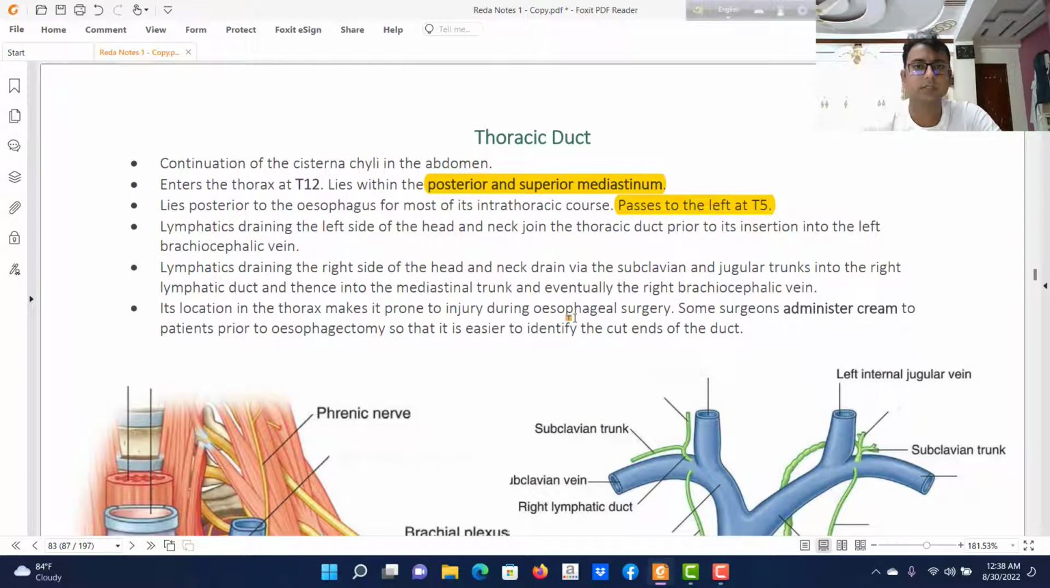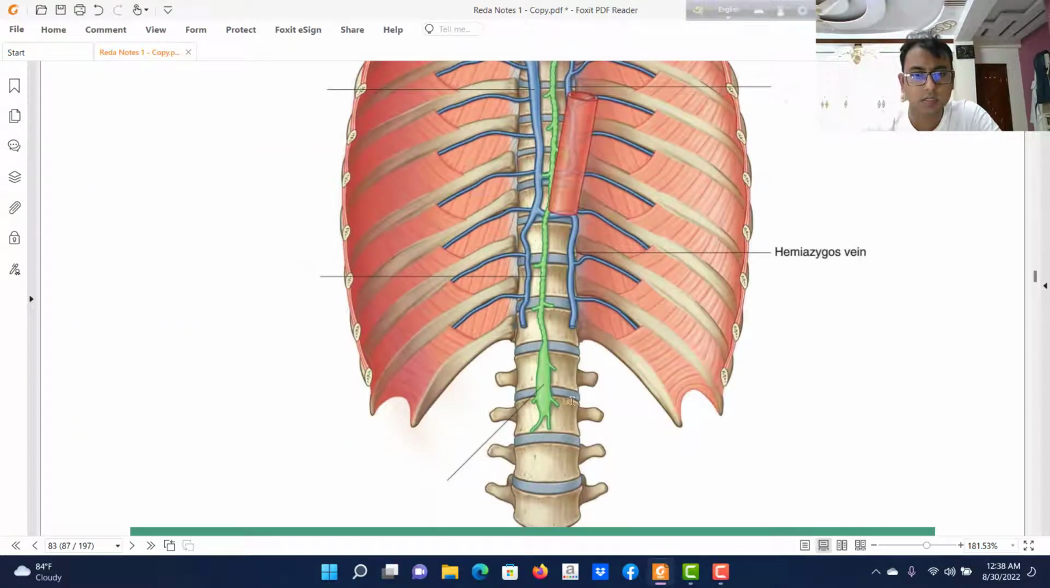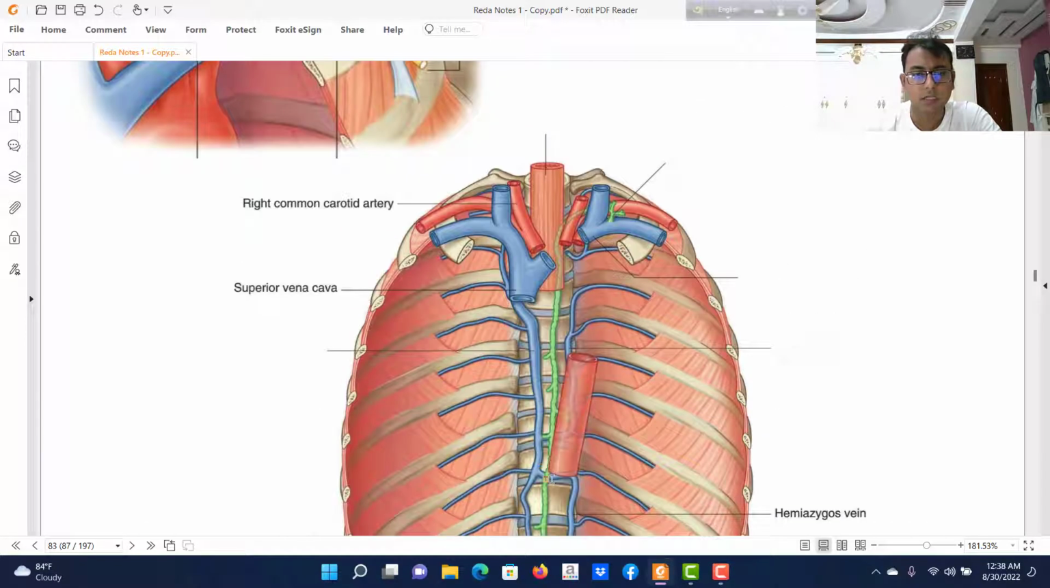Now the thoracic duct. This is the largest lymphatic ductal system of our body, which is a continuation of the cisterna chyli of the abdomen. So here, this is the cisterna chyli. Cisterna chyli is a dilated lymphatic channel which is attached to the lumbar first and second. Here you can see the first and second lumbar body of the lumbar vertebra, it is attached with it. So this is the continuation.